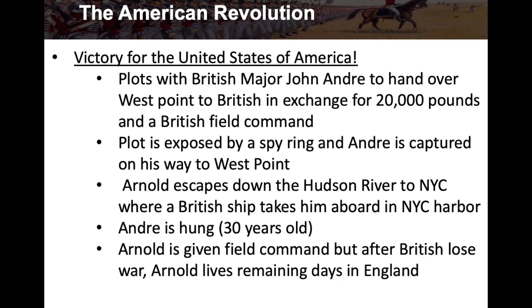So what he does, he plots with British Major John Andre to hand over West Point to the British in exchange for 20,000 pounds and a British field command. So he's going to commit treason, give the British the fort, get the money, and switch over to the British side and become a British general with a field command so that he can battle against the colonists. But this plot was exposed by a spy ring that was operating on Long Island, and Andre was captured on his way to West Point.